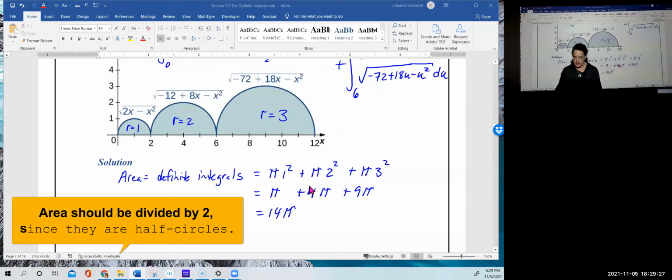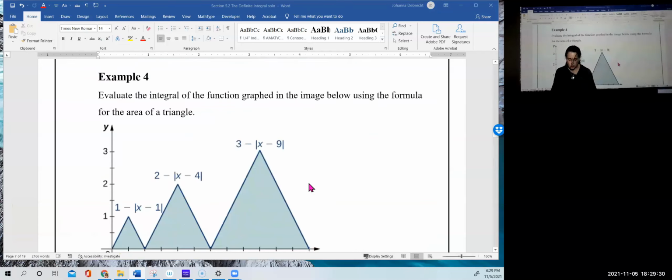Let's take a look at the next example, and this time we'll let you do more of the work. In example 4, we want to evaluate the integral of the function graphed in the image you see here using the formula for the area of a triangle. Remember that the area of the triangle is 1/2 the base times the height. When you're doing the formula, you'll have to find the height of the triangle by looking at the graph and thinking about the value of the function at the top of the triangle. Go ahead and pause the video and turn the video back on to see how you did. Try writing down the formula and the notation for the definite integral to accompany this picture.